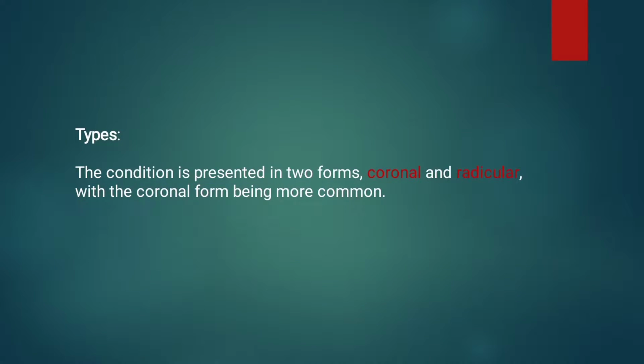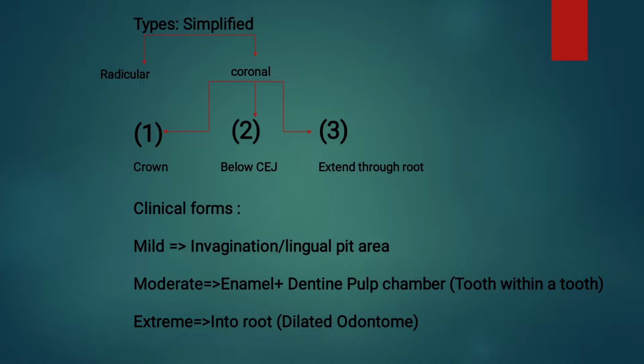Dens indentae is usually presented in two forms: the coronal and the radicular. The coronal form is more common. I have simplified it. If it is in the coronal portion, there are 3 degrees. If it involves only the crown portion, it is the first. In the second, it is below the CEJ, and in the third, it extends through the root.